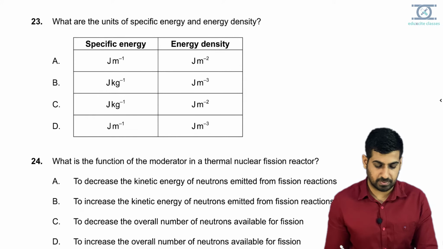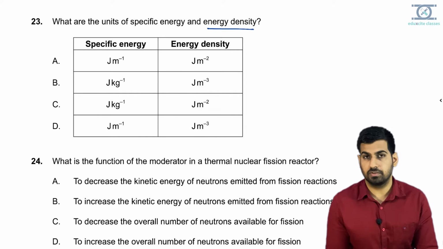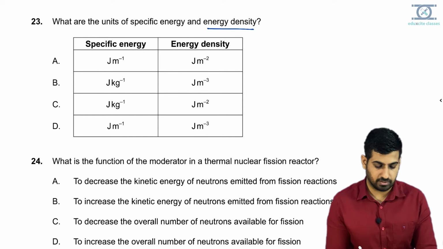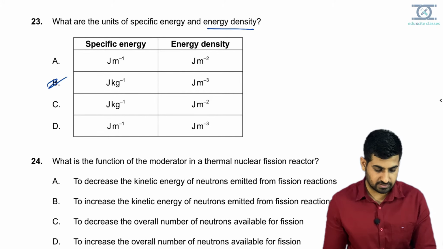Now the next: specific energy is the energy per unit mass. So the energy per unit mass is joule per kg, and energy density is energy per unit volume, that is joule per meter cube. So option B is the right answer.